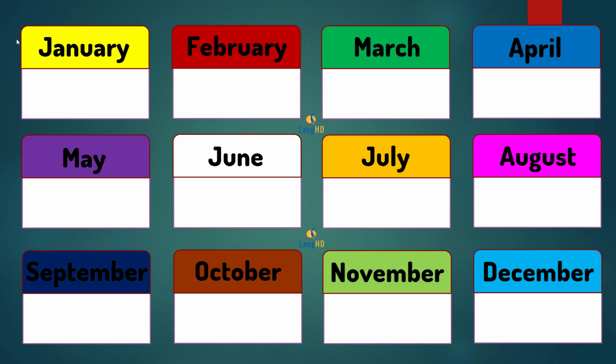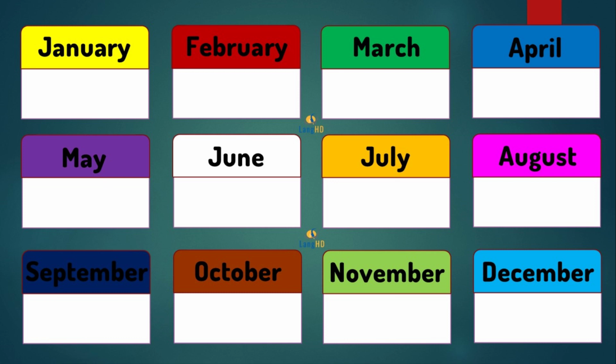Great job so far. Let's learn a little more about the months. Did you know that some months have 30 days while others have 31? February is a special month as it has either 28 or 29 days, depending on whether it's a leap year or not. Also, some months are known for specific holidays or events.